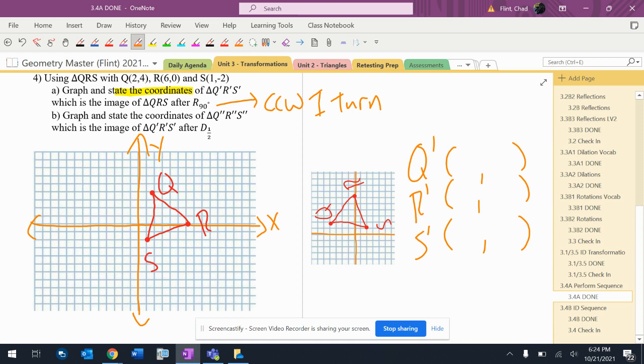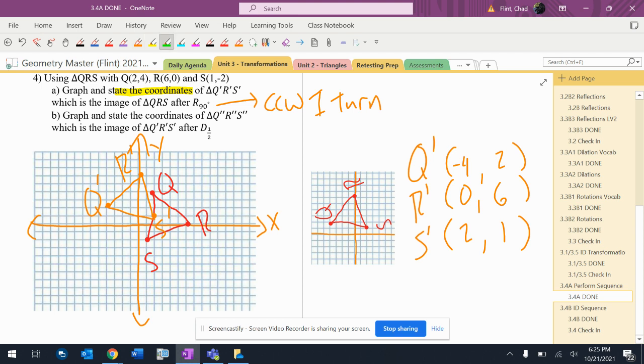All right, so Q is at -4, 2. S is at 2, 1. And R is at 0, 6. All right, so that's where they are. So I'm going to go over and plot them. There's Q, 2, 1. There's S, 1, 2, 3, 4, 1, 2. And there's R. No, sorry, I said those letters wrong. That's Q prime. That's R prime. And that's S prime. All right, so there's my coordinates.